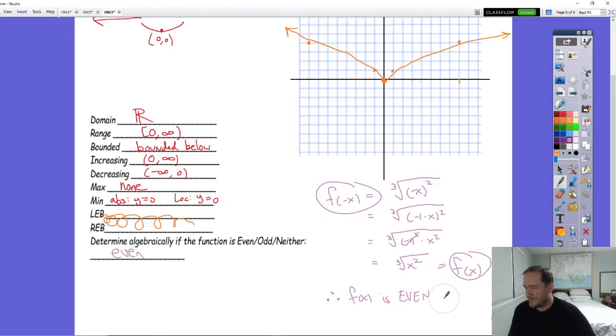Again, be super cognizant of the fact that we are straight up asking you to do it algebraically. You cannot say it's even because we have reflectional symmetry over the y-axis. That is a geometric argument, and you won't be given credit for it. Now, does that mean there'll be another question on the quiz that says, justify your answer geometrically? Yeah, maybe.